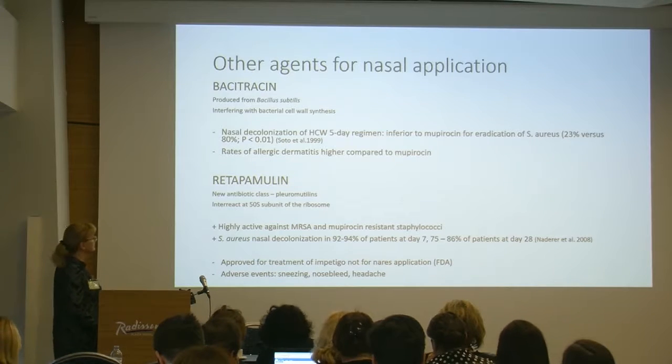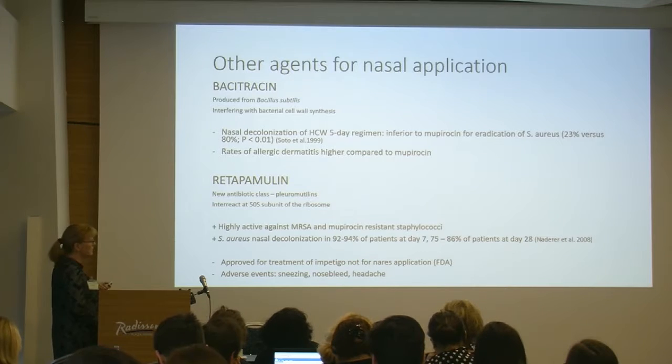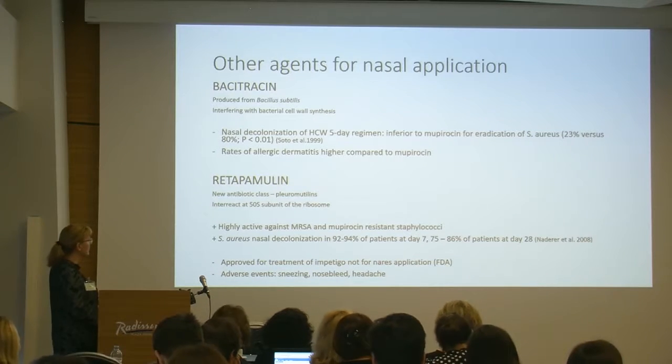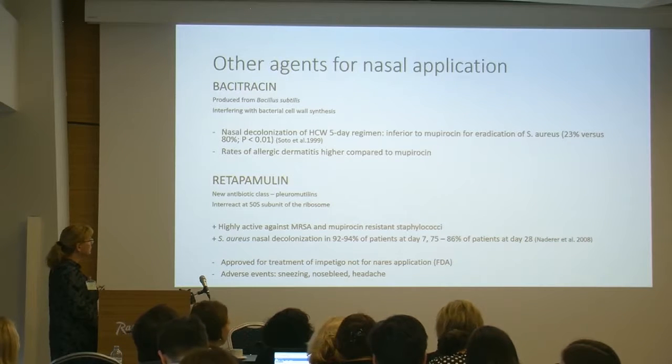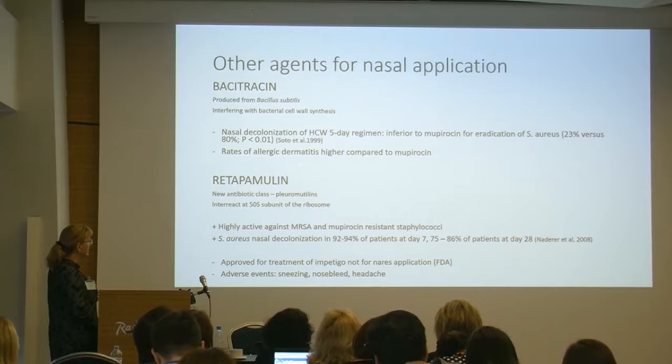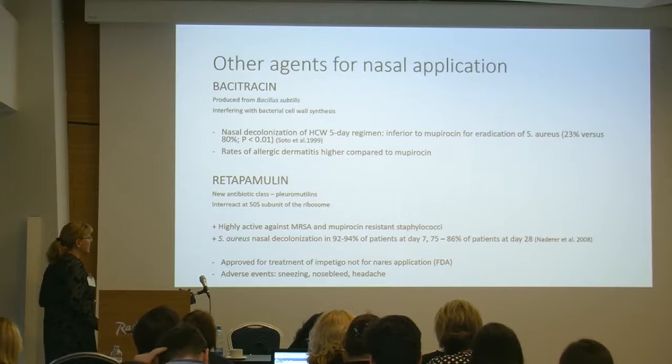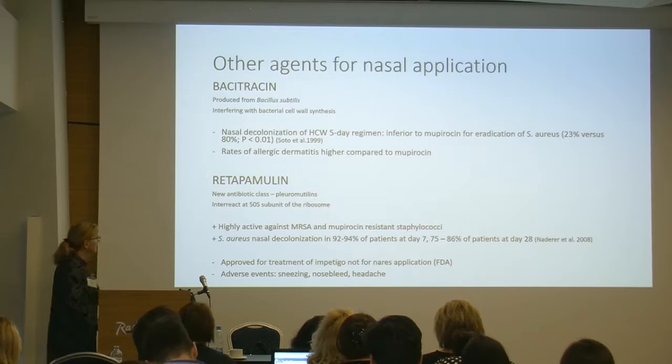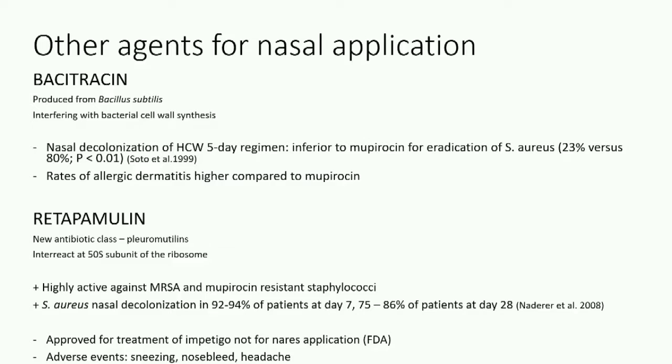Another agent, which is widely used sometimes in methicillin-susceptible Staph aureus decolonization, is bacitracin. But you should know that this agent is inferior to mupirocin, and the rate of allergic dermatitis is higher compared to mupirocin. Retapamulin is a new agent. It is registered also in Europe, not only in the USA. It is highly active against MRSA and mupirocin-resistant staphylococci.